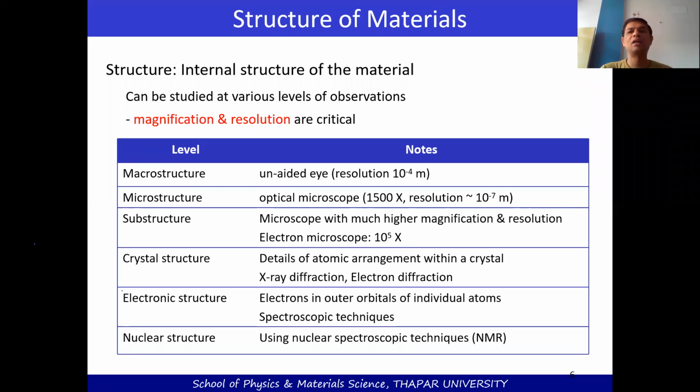The last in the category is where you are now entering into the nucleus, where you have protons and neutrons distributed in a very tiny space. The way the protons and neutrons are distributed within the nucleus makes the nuclear structure. If you want to study a nuclear structure, the technique that one requires is called nuclear spectroscopic techniques, called NMR. Its full form is nuclear magnetic resonance. So macro is the largest structure, nuclear is the smallest structure.